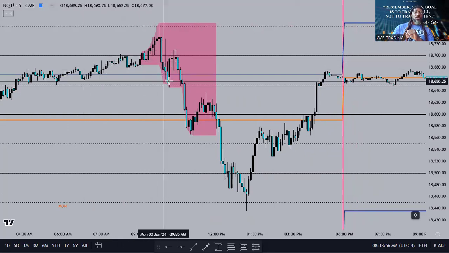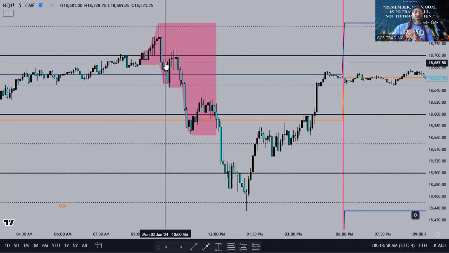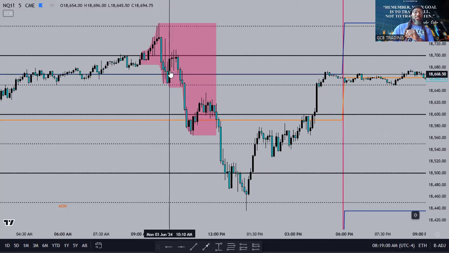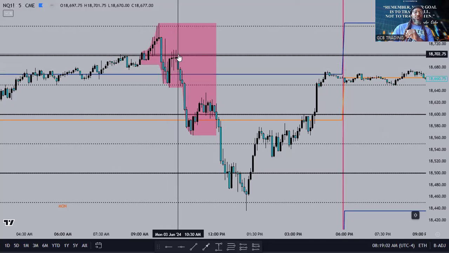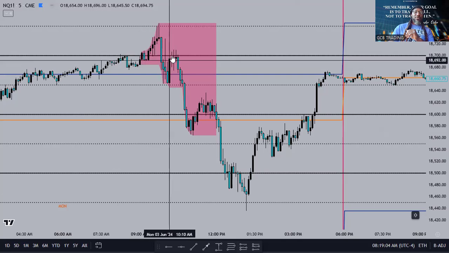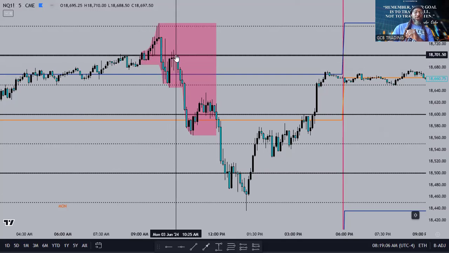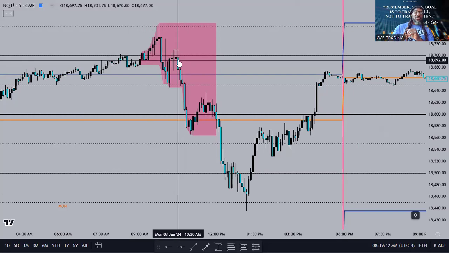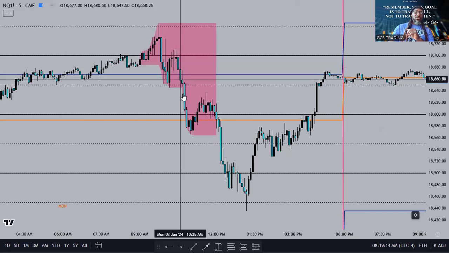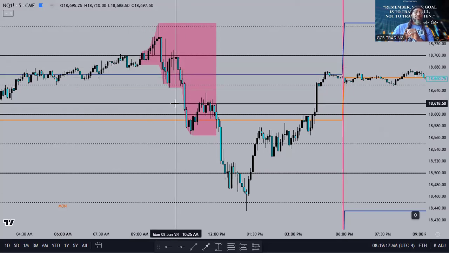Then we get the pullback. So here's our major red news at 10 a.m. Then price pulls back, retesting the 00. You can see how buyers are failing to break above this strong level of resistance. Then we get this nice engulfing, and here's our short trade back to the downside for a 50 point move.